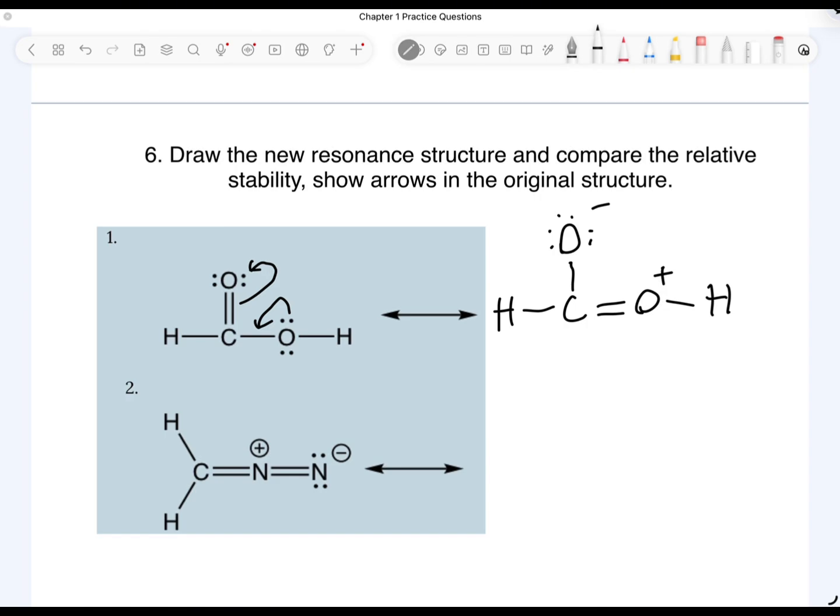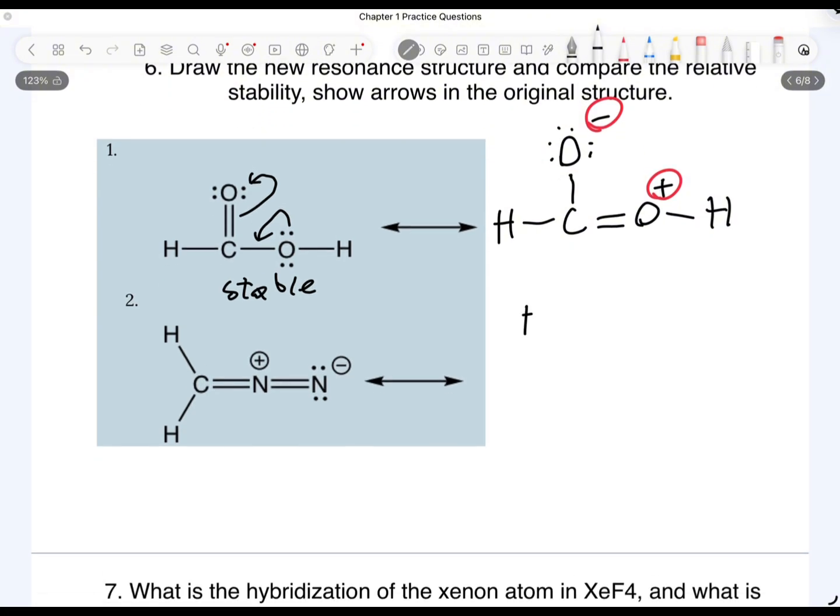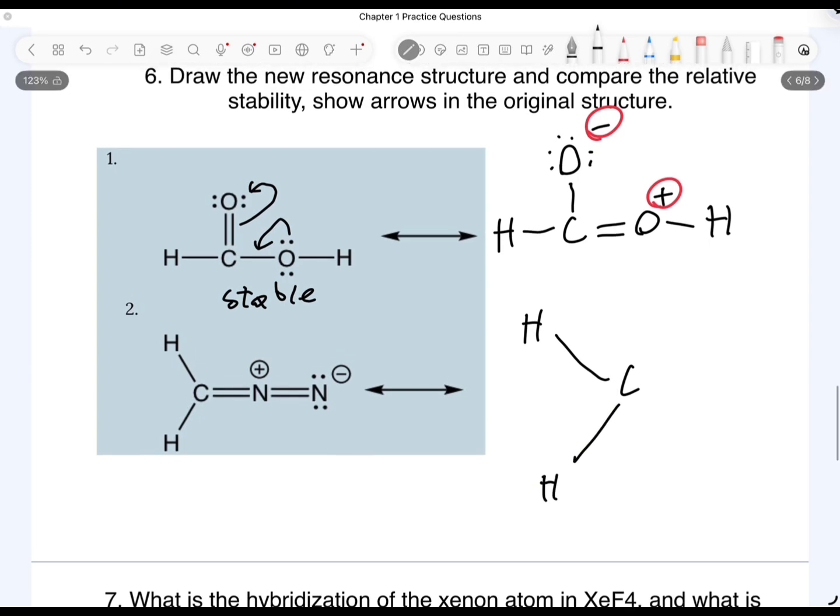Now it shows which is more stable, and this one's more stable because it doesn't have these unneeded formal charges, so it's going to be more stable. So let's move on to part 2. As we're saying, we know that this is going to be correct in the resonance structure.